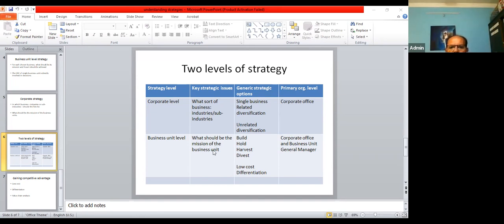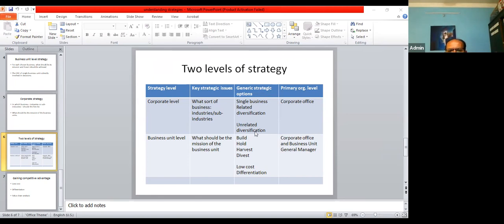Then what should be the mission of a business unit? Every business unit should have a different mission. We cannot have one mission for all business units. Followed? We have to have different missions for different business units, not one mission for all units. Followed? Then generic strategic options: single business, related diversification, unrelated diversification.